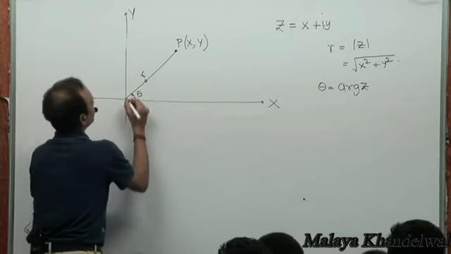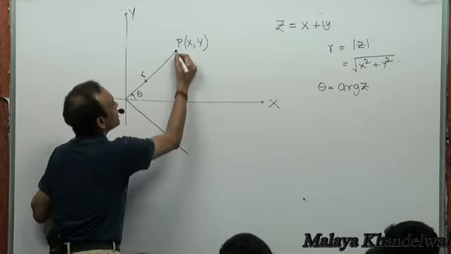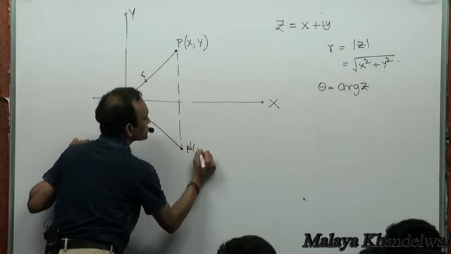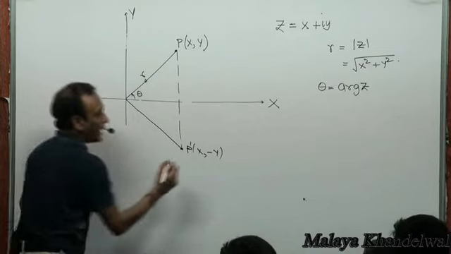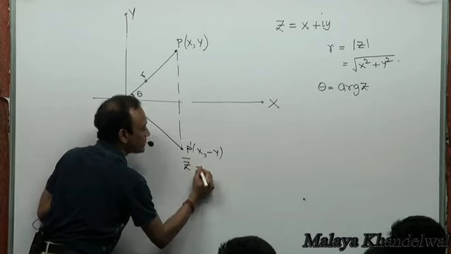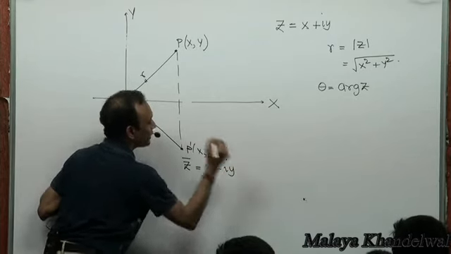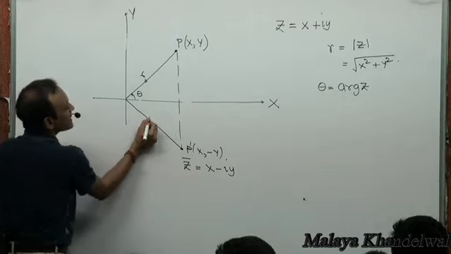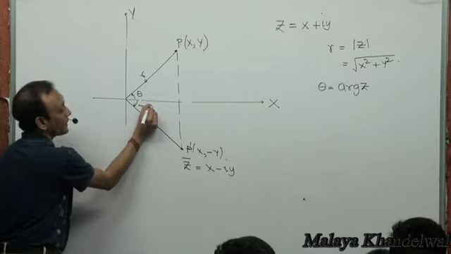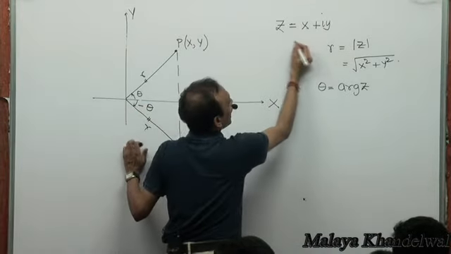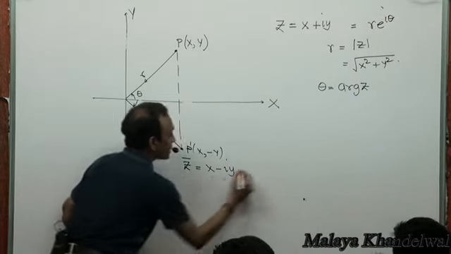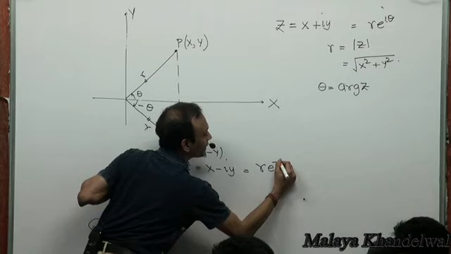And like I said to you, the mirror image of P about the x-axis is going to be P prime, which is x comma minus y. The complex number that represents the mirror image of z is referred to as z bar, which is x minus iy. And z bar has the same value of the modulus r, but its argument is going to be minus theta. So if z is r e power i theta, z bar is going to be r e power minus i theta.